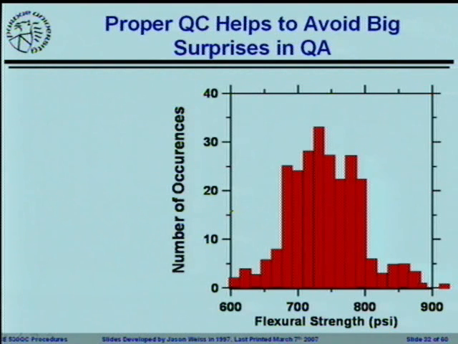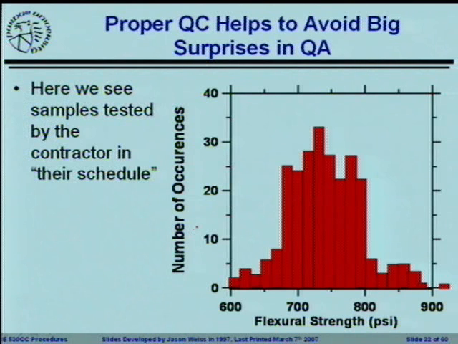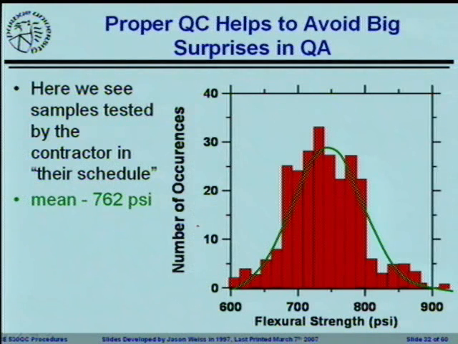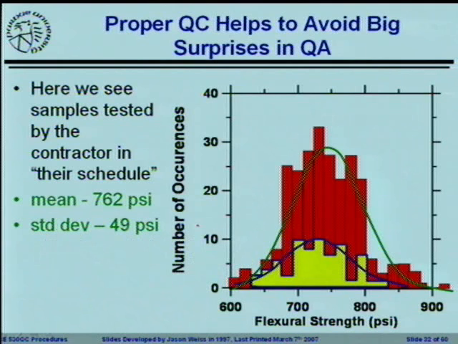So these are the beams that the contractor is taking and using this information to control how they're making the concrete. So when the contractor did their testing on their schedule, they test one beam every 3 hours, or one beam every 2 hours, or one beam every 200 trucks. They got this information, which had a mean of 762 psi in flexure and a standard deviation of 49 psi. When the state came through to do quality assurance, their data is shown here in yellow. Now, one of the things that you will notice is the state did a lot less testing than the contractor did.